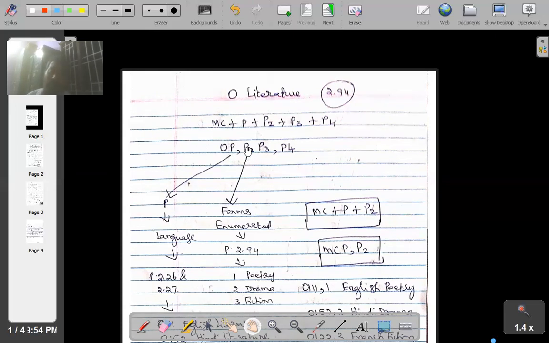And there is no symbol between P2 and P3, but there is a comma, a connecting symbol, between P3 and P4. So that's what Ranganathan has given on page number 2.94 in his Colon Classification book. So we need to have two commas, one between P and P2, the other between P3 and P4. Fine. Okay.